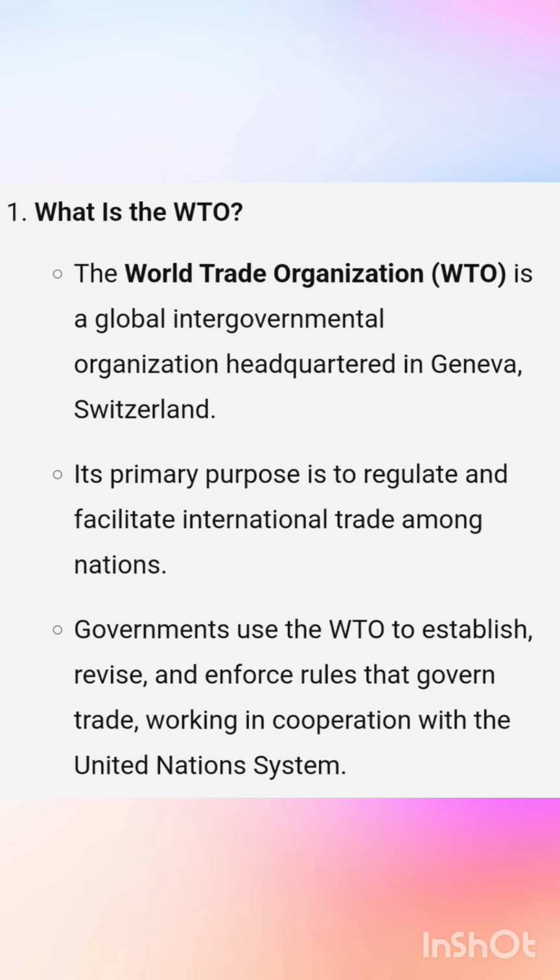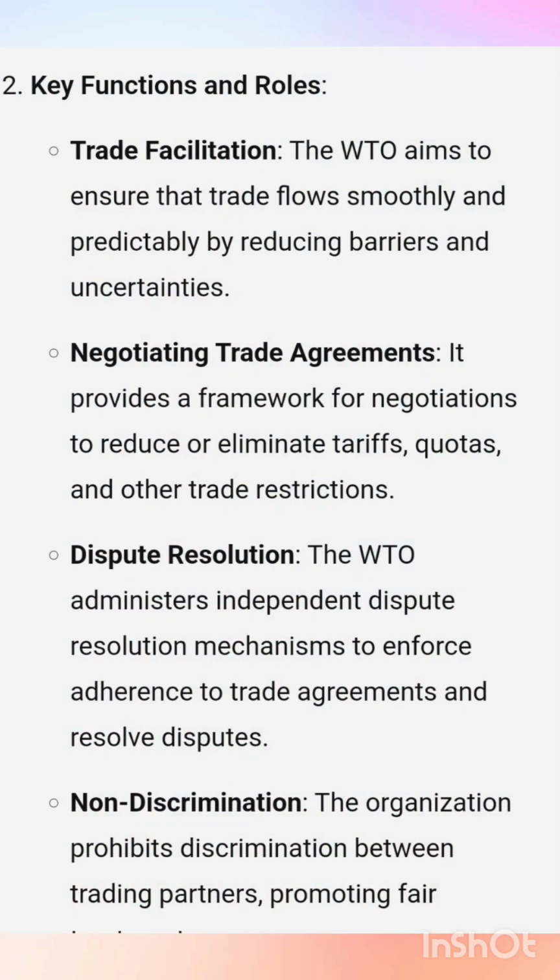What is the WTO? The World Trade Organization, WTO, is a global intergovernmental organization headquartered in Geneva, Switzerland. Its primary purpose is to regulate and facilitate international trade among nations. Governments use the WTO to establish, revise, and enforce rules that govern trade, working in cooperation with the United Nations system. Key functions and roles.